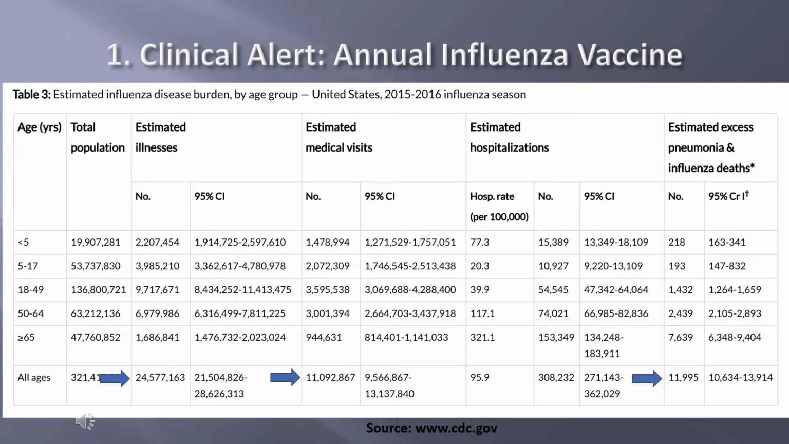In selecting our clinical tools, we have targeted diagnoses and interventions with broad implications for patients' health across multiple areas of healthcare. The first of these is a clinical reminder for annual flu vaccinations. As shown on the slide, influenza impacts over 24 million Americans annually, with another 11 million visits to providers and unfortunately over 10,000 deaths.